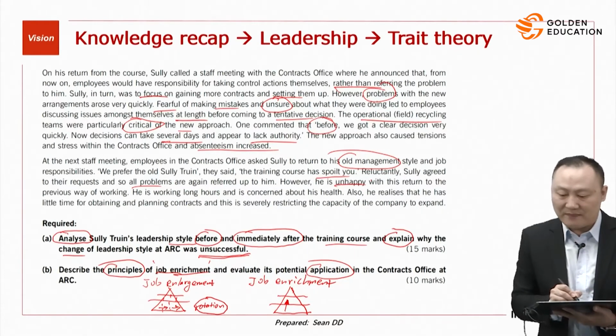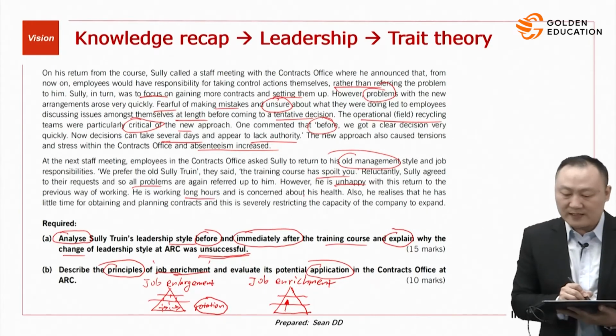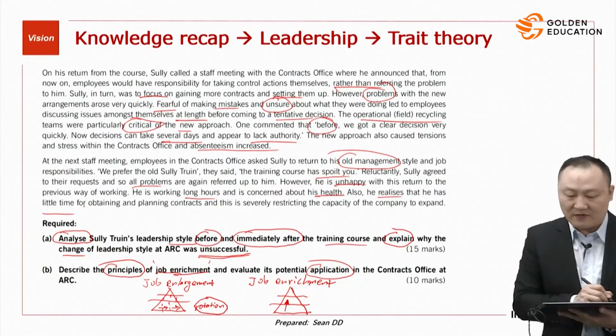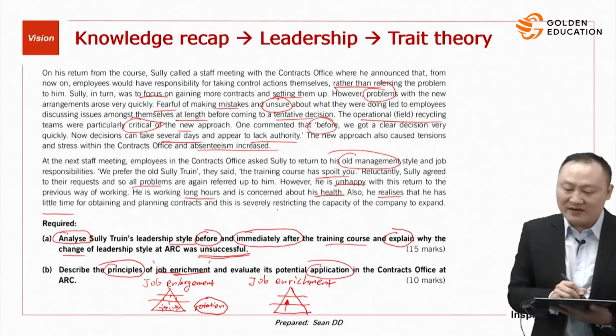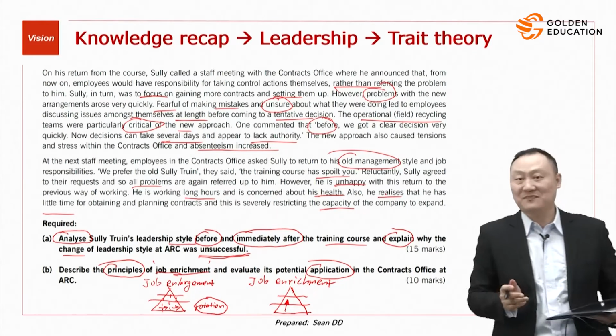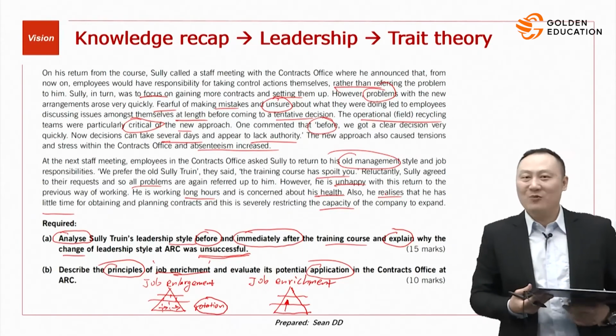However, he's unhappy with his return to the previous way of working. He's working long hours and concerned about his health. And he also realized that he has little time for obtaining and planning contracts, and this is severely restricting the capacity of the company to expand. All right, guys, the question has been completely read. So what is your opinion?